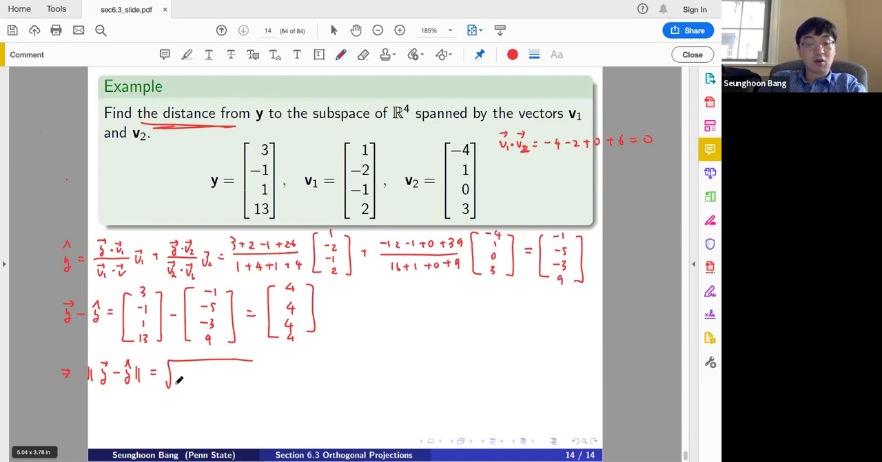The square root of the first entry 4 squared, plus 4 squared, plus the third one 4 squared, plus the last one 4 squared. So this is the same as 4 times 4 squared. The root of 4 is 2. The root of 4 squared is 4. So we have 8. This is the final answer of this question.